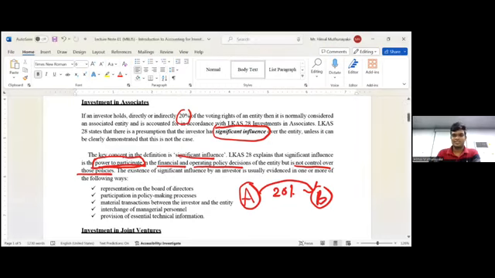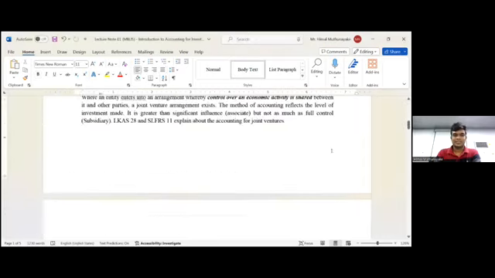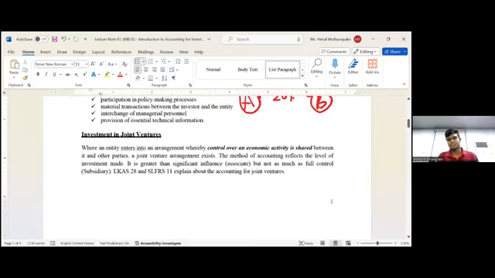Then I'm moving on to investment in joint ventures. This one I will discuss in the latter part, I think in the fifth or last lecture, when it comes to consolidation. Basically, I will provide some guidelines on how we decide joint ventures, where an entity enters into an agreement whereby control over an economic activity is shared.